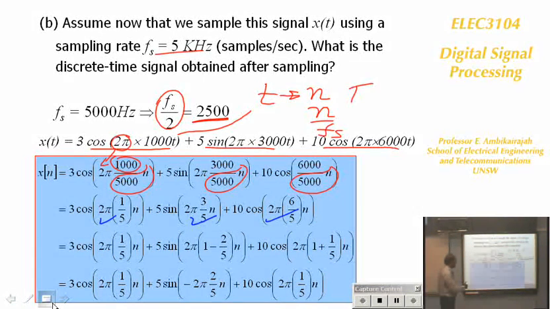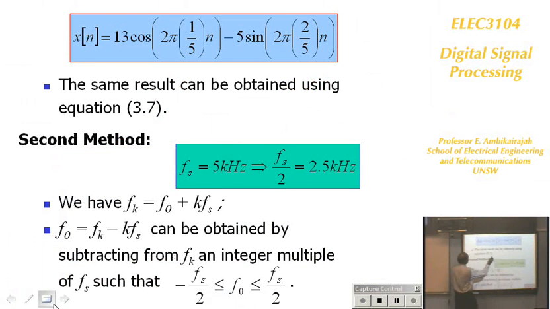Now, if I simplify this trigonometrically, I get 1 over 5. I can write this as 1 minus 2 over 5. I can write this as 1 plus 1 over 5. And cos 2 pi (1 minus 2 over 5) is cos 2 pi (minus 2 over 5). And cos 2 pi (1 plus 1 over 5) is cos 2 pi (1 over 5). And if you add these together, on the next page, you will get eventually a signal, this one and this one.